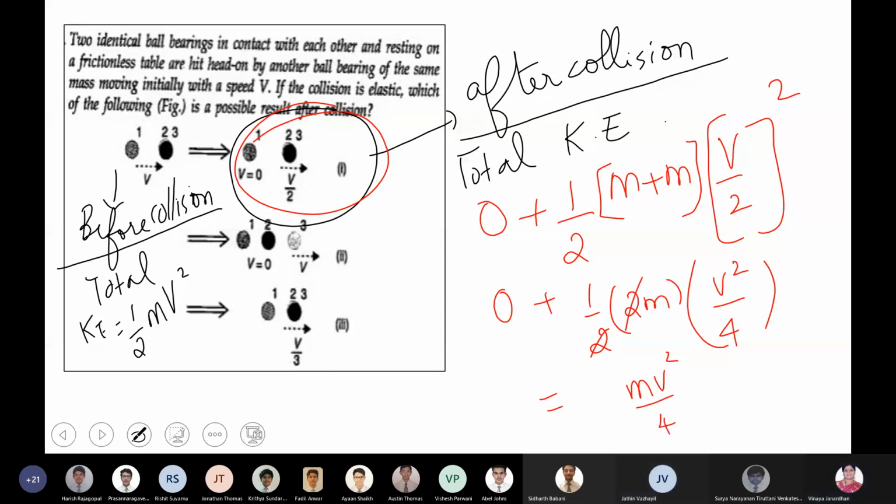But look, before collision, what is the total kinetic energy, Jatin? Half m v squared. After collision, in case 1, what is the total kinetic energy? m v squared by 4. Are they matching? No, ma'am. Which means case 1 is inelastic. Case 1 will be inelastic, so that is not going to match.